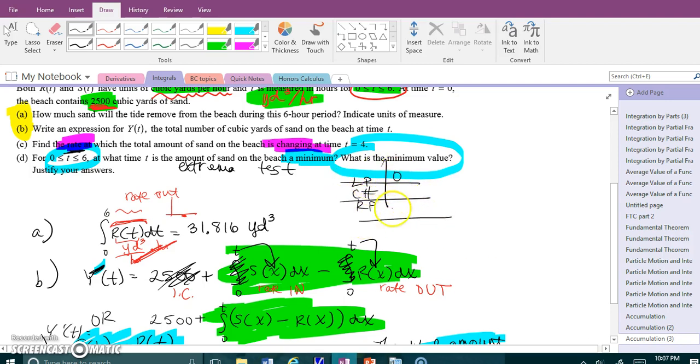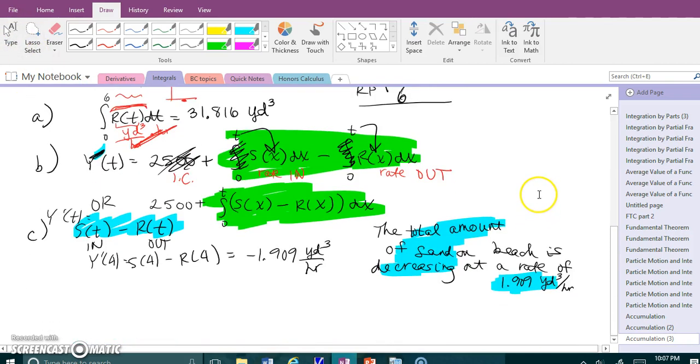So I know my left point's 0, I know my right point's 6. I need to know my critical value, and the critical value is when the derivative is 0. And I want to take the derivative of y of t, which is the amount of sand. So I'm going to take the amount of sand here, y of t, and do the derivative, which I basically already did here.